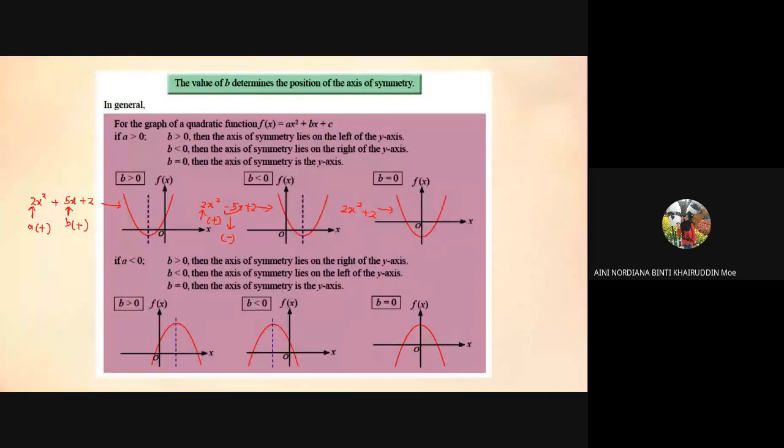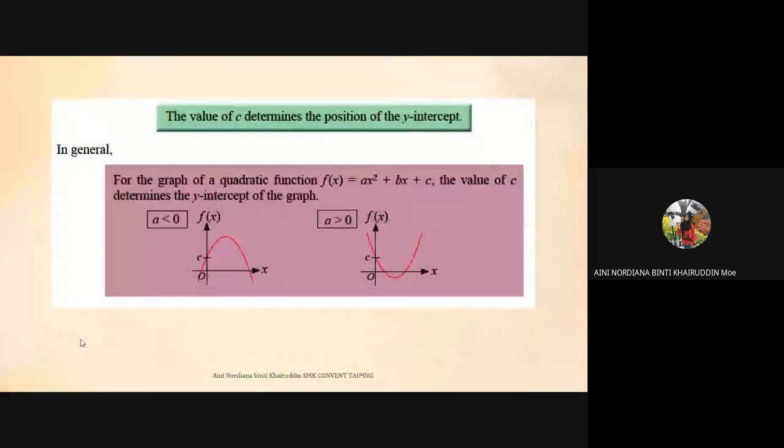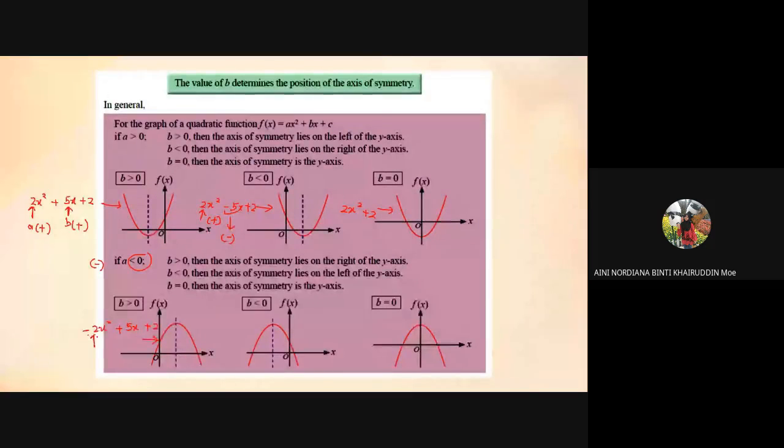Okay, for the bottom one, A less than 0 means a negative number. When it is a negative number, look at the shape, the sad shape graph. So this function may be negative 2x square plus 5x plus 2. The value of A here is negative, so it has a sad shape graph. The value here is positive.